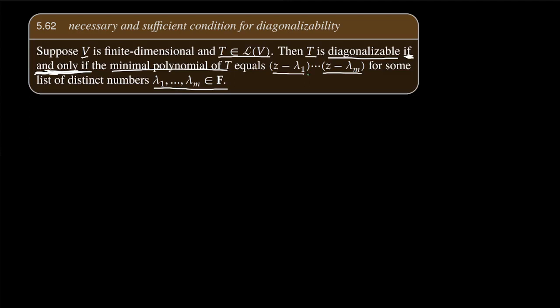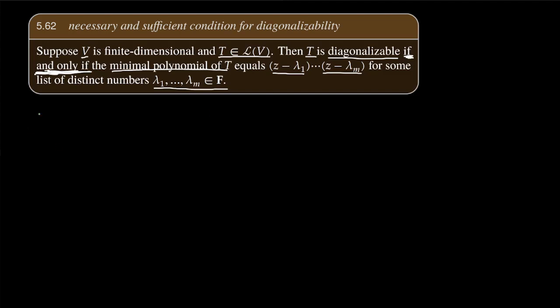So in a certain sense, diagonalizability is all about the minimal polynomial being square free. That is, not divisible by (z minus lambda) squared for any lambda. That's what I'm saying. So there are no factors of it that are squares. Kind of cool.